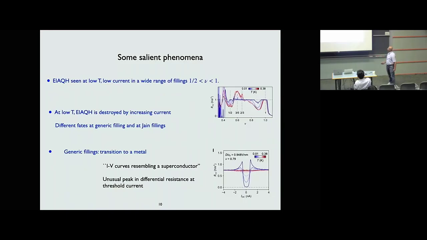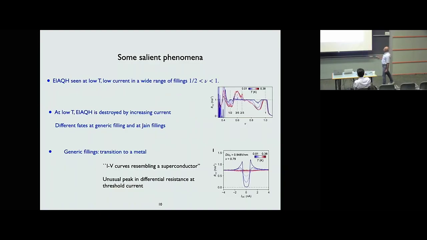At a generic filling, you transition to a metal, okay? And this is the differential resistance, or R_xx, plotted as a function of the DC current. It has this characteristic shape that Long showed in his talk. So it's 0 here, and there's a peak, and then it retreats to a finite value at higher currents, right? Long said this in his talk and in his paper, these IV curves resemble a superconductor. But of course, we don't have a superconductor here, right? So that's one of the things we want to understand.